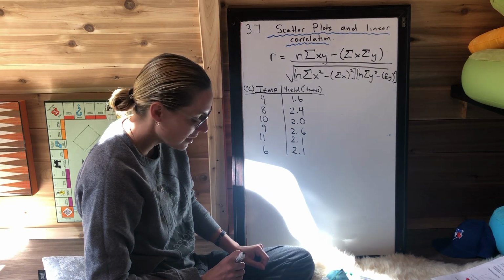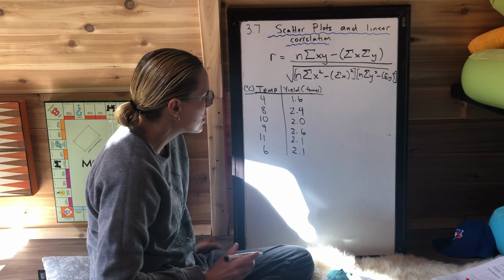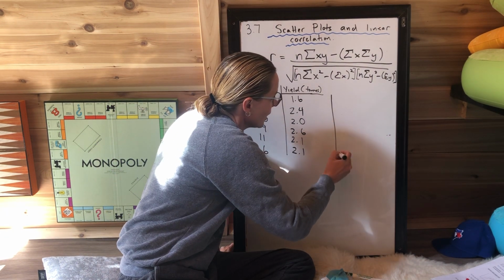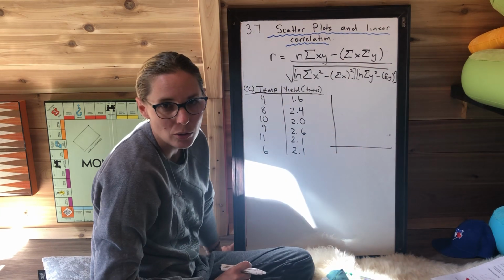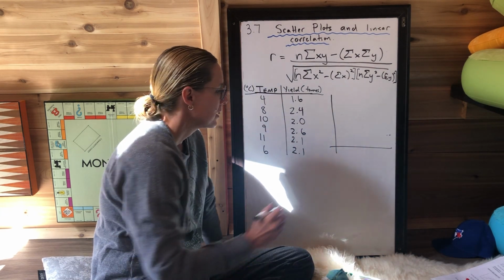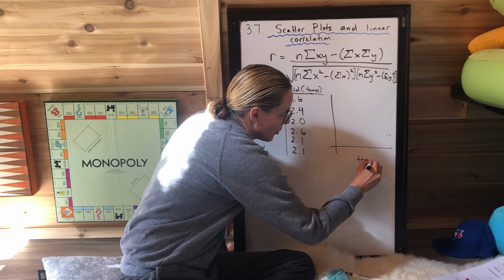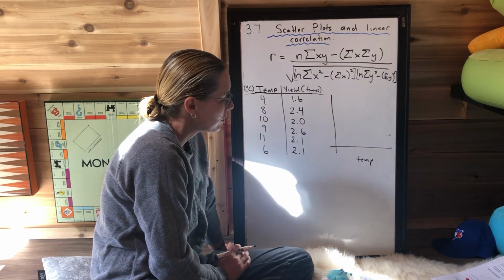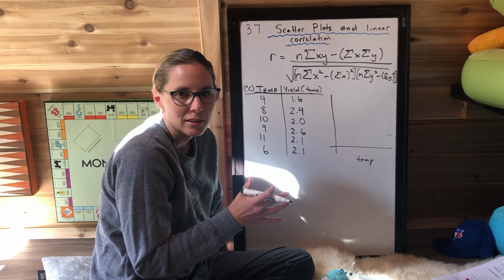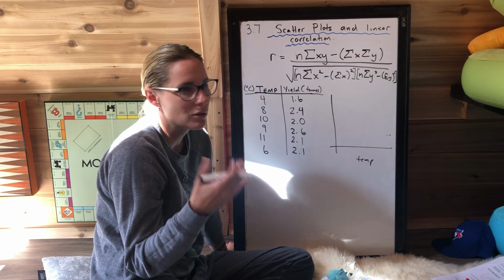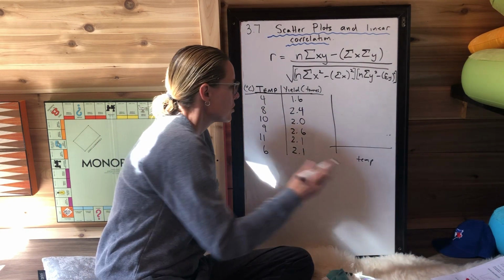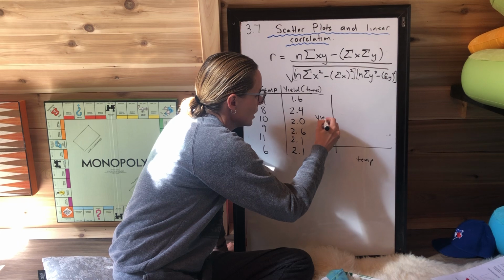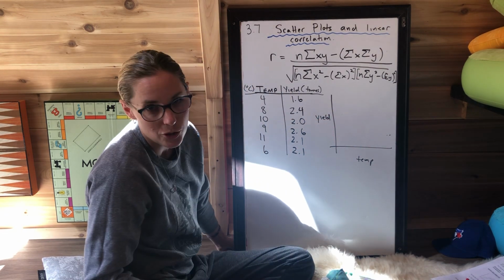Okay, so now you have to decide, kind of the first thing you need to decide is, what is my independent variable and what is my dependent? And often something like temperature or time is your independent variable. You can't control that. You can't control the amount of time that's passing. You can't control the temperature outside. So the yield is completely dependent on what the temperature is.